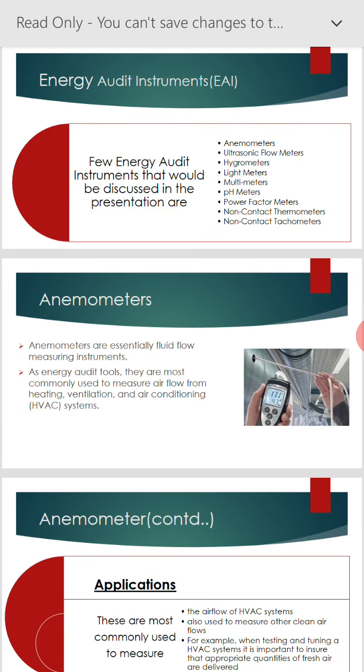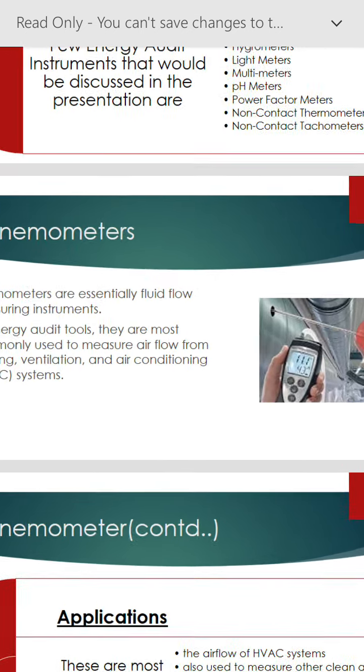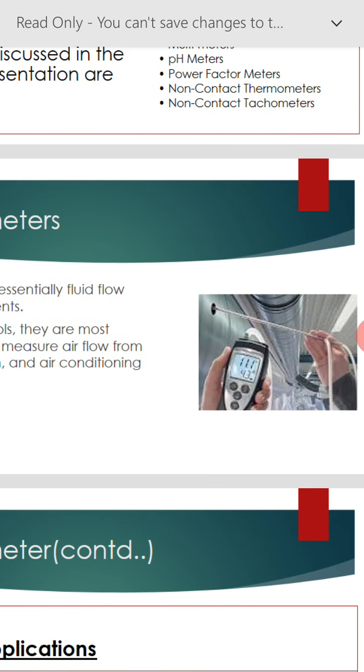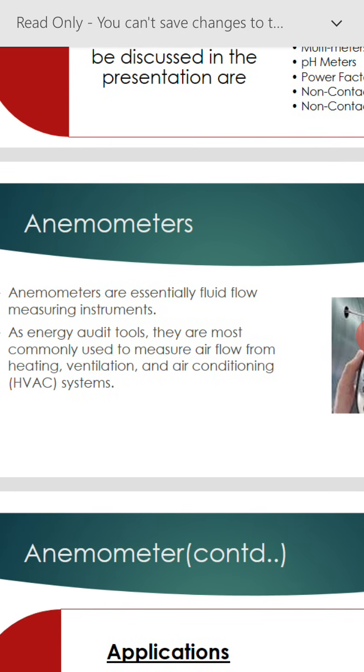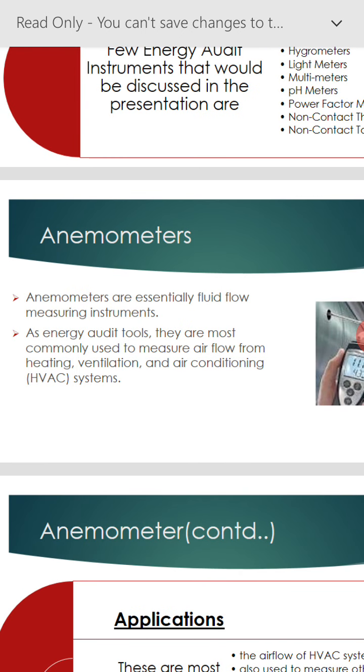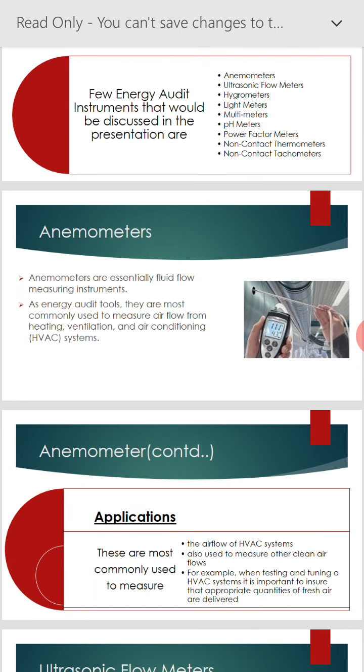Here you see the anemometers are essentially fluid flow measuring instruments. That means where the fluid is flowing, at that time you will use the anemometer. Suppose any fluid is flowing through a pipe or a tank. Here in this figure you will see a man using the anemometer to find out the fluid flow. Energy audit tools like this are most commonly used to measure airflow from heating or ventilation or in air conditioning. Right now we are using it in air conditioning most of the time.